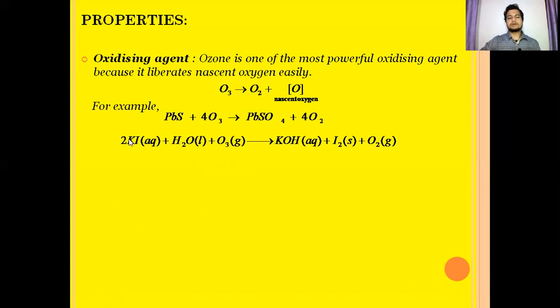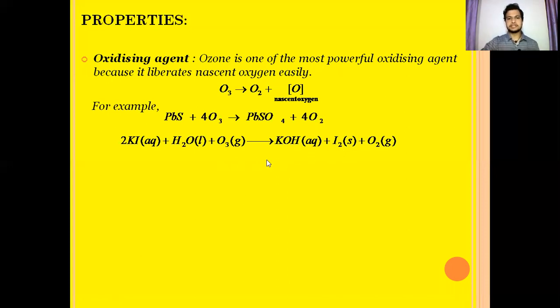Like this also, potassium iodide in presence of water, and when you pass ozone, what you get is potassium hydroxide and iodine. So basically over here, iodide, I minus, is getting oxidized to I2. And this particular reaction is quite important also. This reaction is used to quantitatively estimate ozone also.